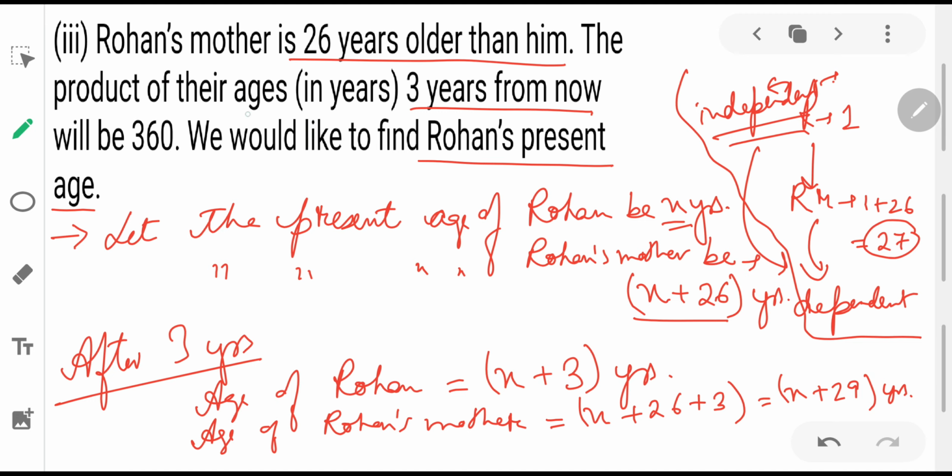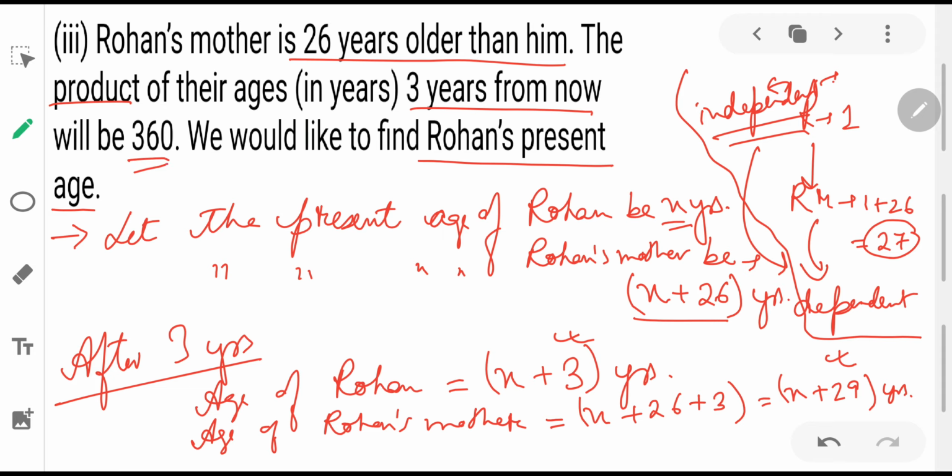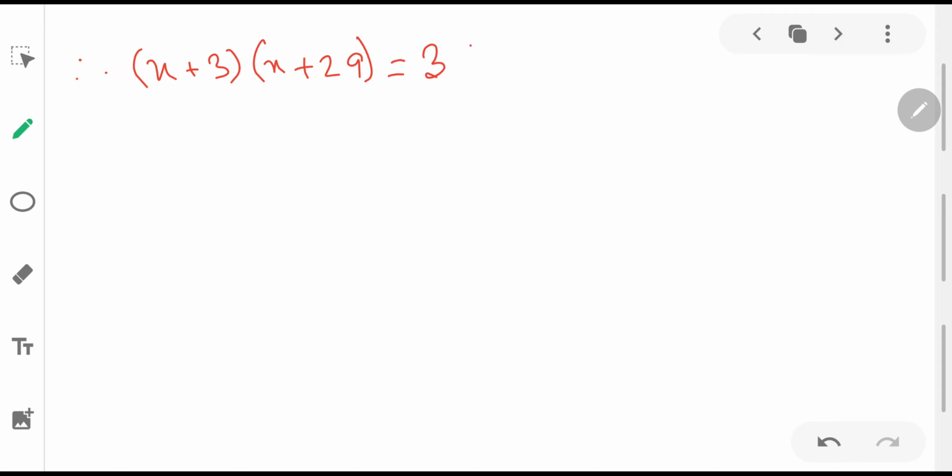Next, what has been said? The product of their ages 3 years from now, that means they are talking about x plus 3 and x plus 29 respectively, will be 360. That means if we multiply their ages after 3 years, what are their ages after 3 years? x plus 3, this is the age of Rohan. And what is the age of Rohan's mom after 3 years? It is x plus 29. If we multiply both of these, we will get the result as how much? 360. So, just write here 360. So, we have got our expression.